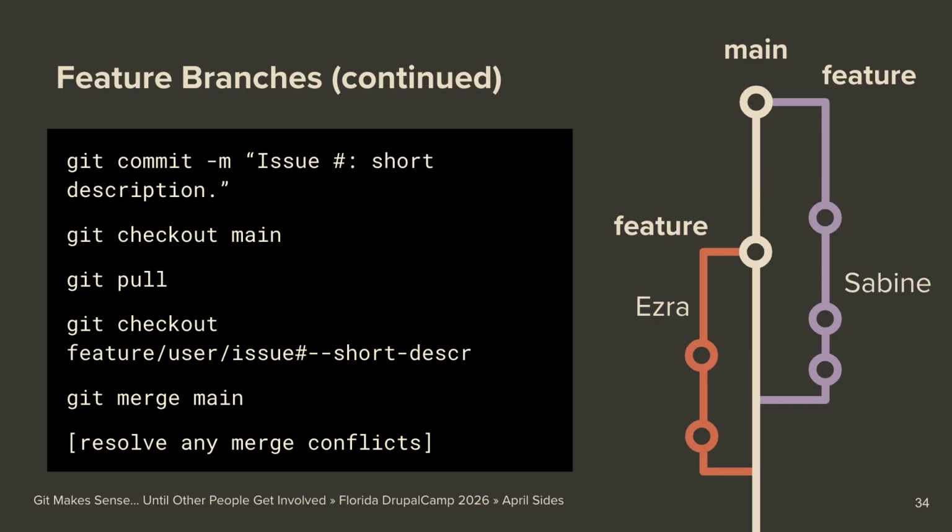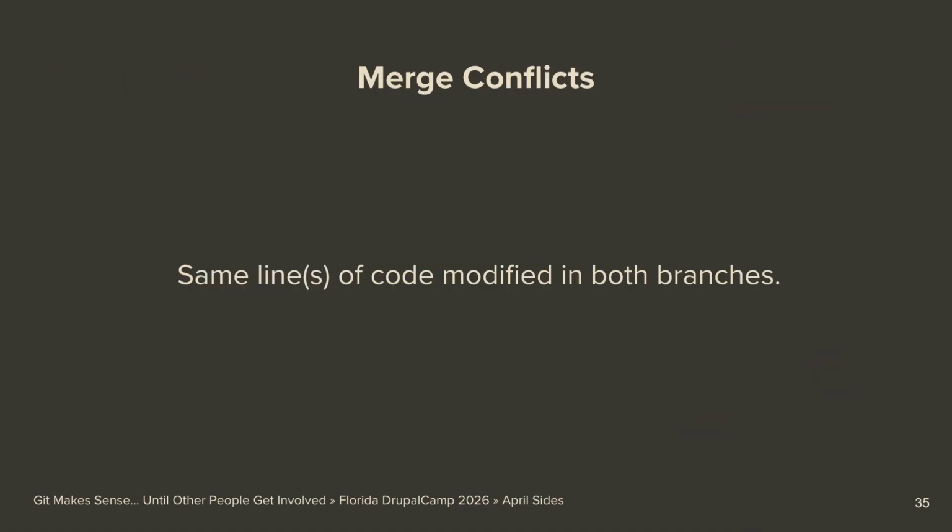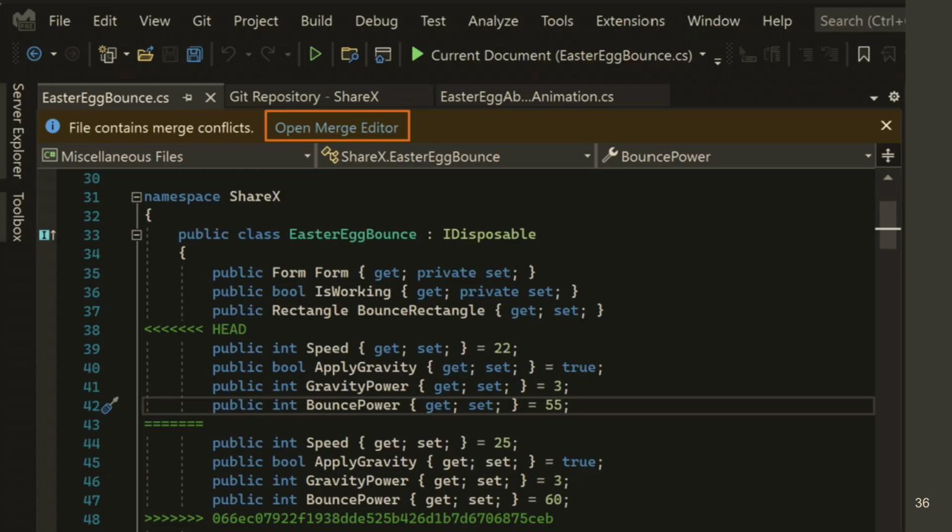And then we may have some merge conflicts here. A merge conflict is where the same lines of code are modified in both branches. So it's basically saying, what do you want me to do here? It gives you the control to say, okay, I want this bit, I want to tweak this a little bit. It happens. And I think this is a screenshot from VS Code.